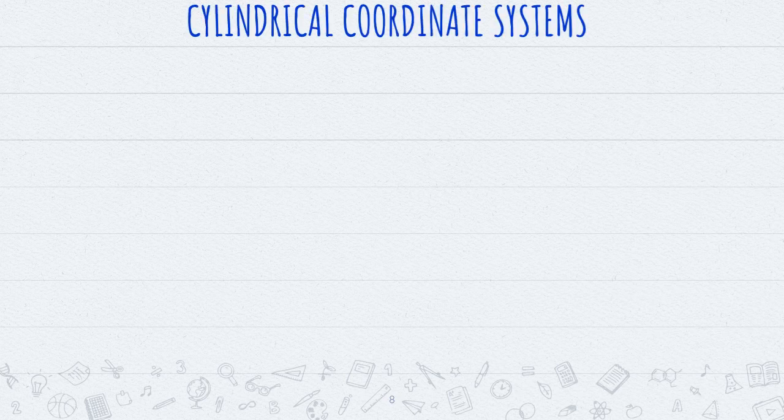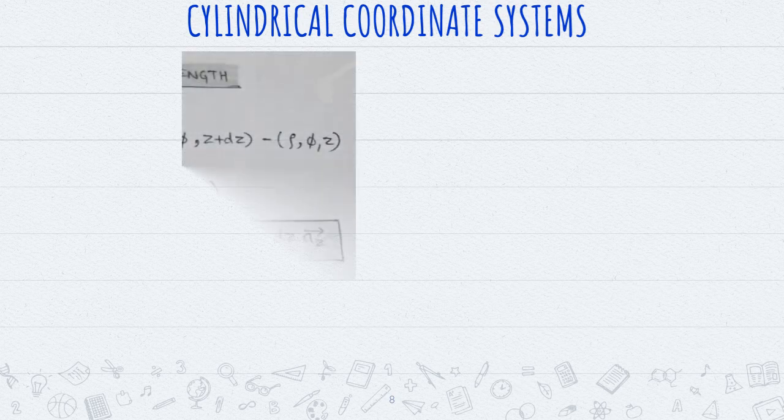Now let us see the differential elements of the cylindrical coordinate system. In the previous slide, I discussed the unit vectors as well as the different coordinates and different sides of a cylindrical coordinate system. Now in this particular slide, I am going to explain the different differential elements of the cylindrical coordinate system.